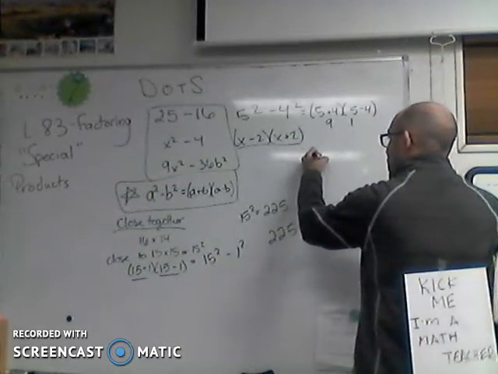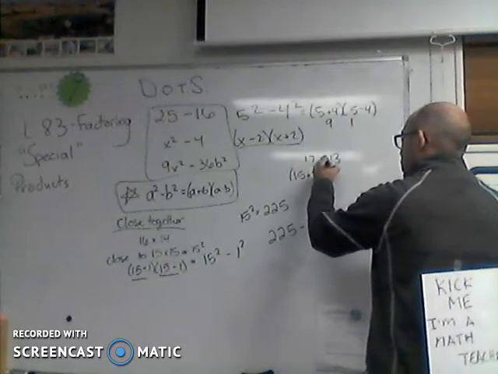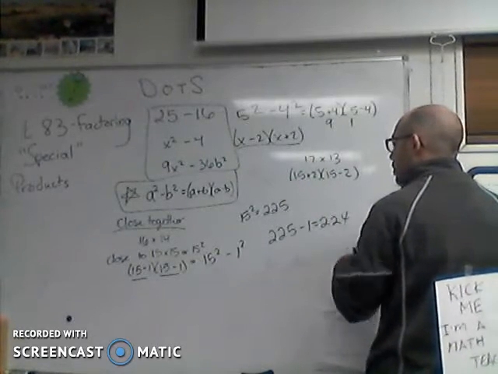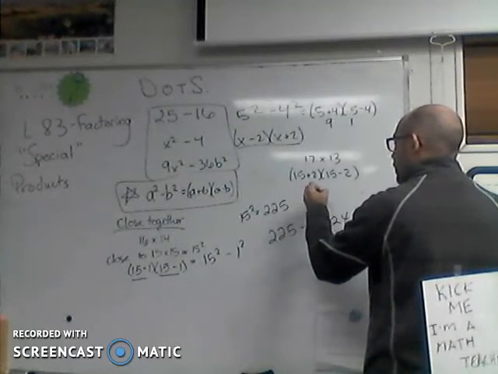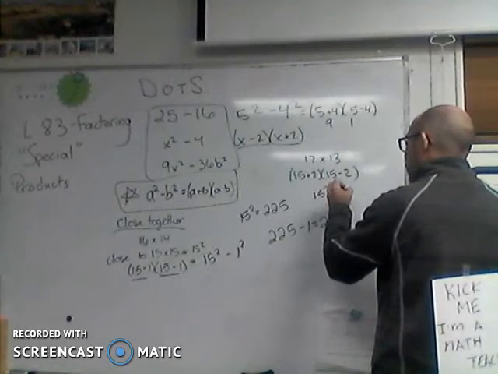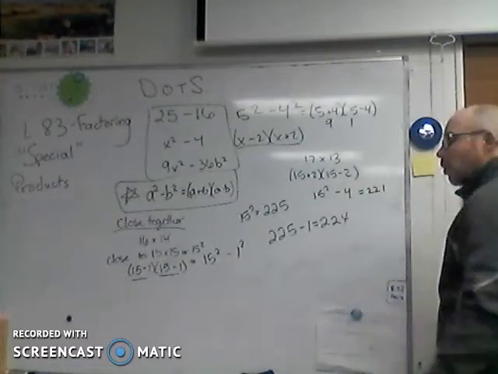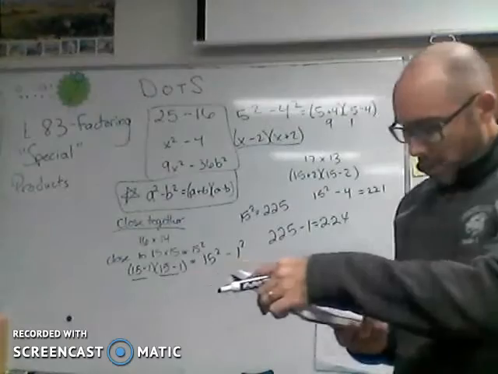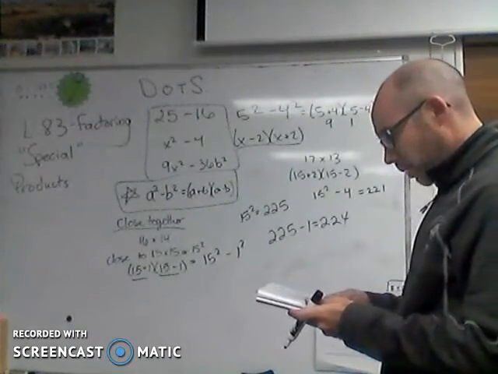Or, how about 17 times 13? This one's 15 plus 2. This one's 15 minus 2. I can do all the multiplication and mess up a whole bunch of stuff, or I could say that's 225, 15 squared, minus 2 squared, 4. 225 minus 4 is 221. I get the answer super duper quick if I do it that way. Something squared minus something squared.